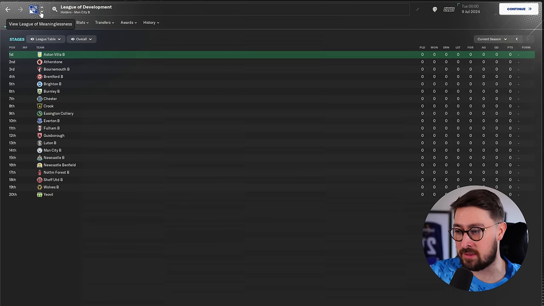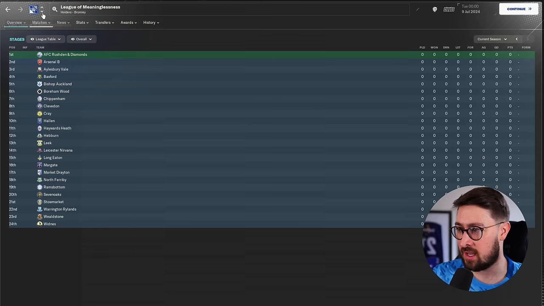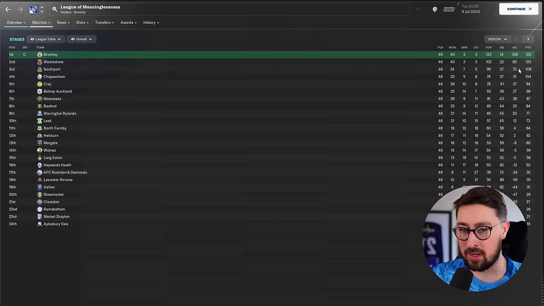We've got the League of Development, which is all these B teams in here, plus just one random team. Oh, no one can get promoted from this. That's a fun one. League of Meaningless, who won that one? Bromley won that league, 123 points. The League of Meaningless, what was that one? Oh yeah, it's where everybody qualified for the promotion spots at the end of it.